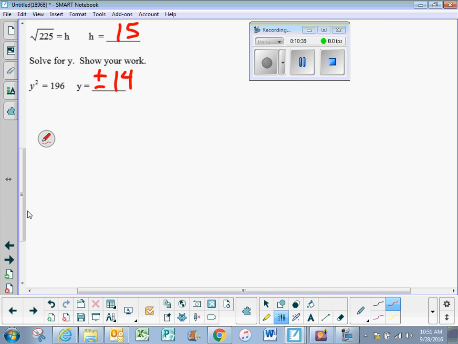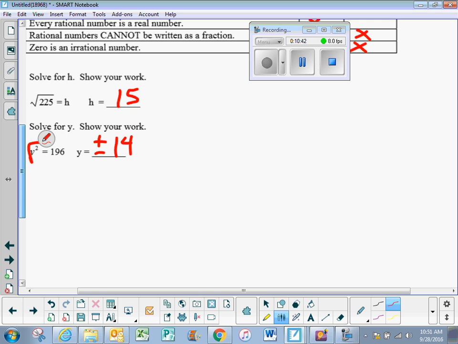Because when you take the square root of both sides, it's plus or minus 14. Because what are the solutions? 14 and negative 14.